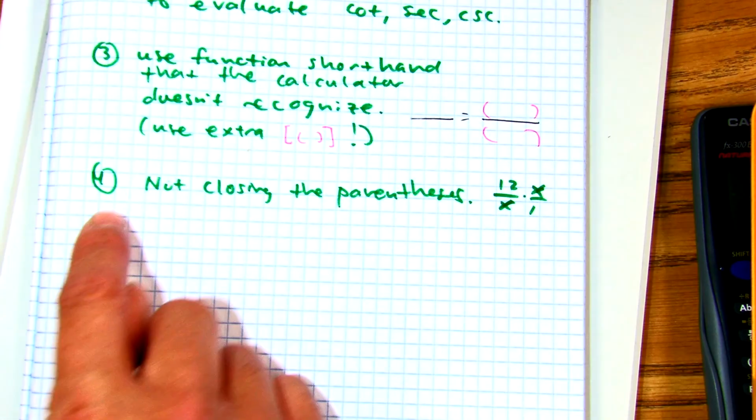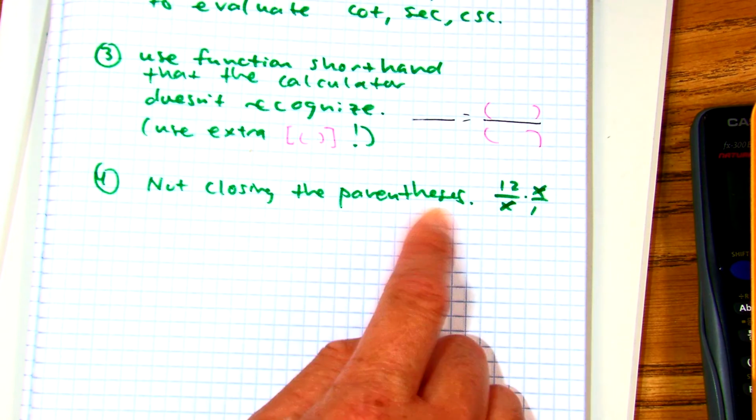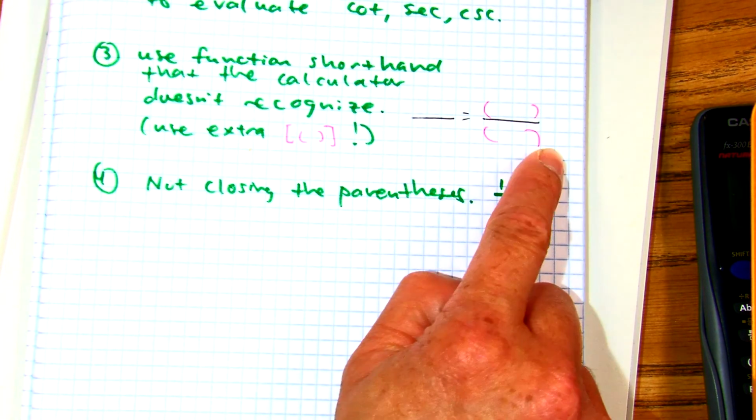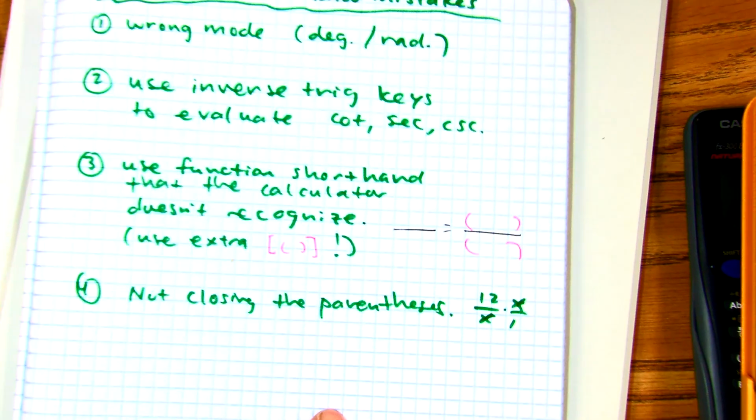And the last one is not closing the parentheses. So that's an open parentheses and that's a closed parentheses. So there are the four common calculator mistakes.